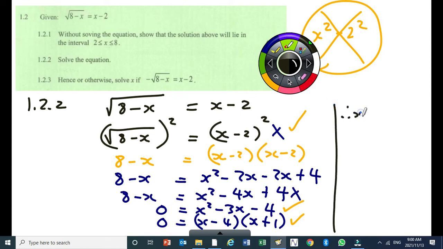So here I can say therefore x is going to be positive 4 or x is going to be negative 1. I'm not done when I get there. Because this is a square root equation, I need to check or to prove whether both of them are valid or one of them might be invalid or both are invalid. But in most cases, one of them will be invalid. So I need to do some kind of checking.